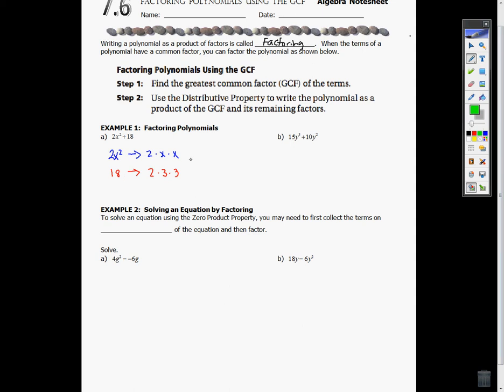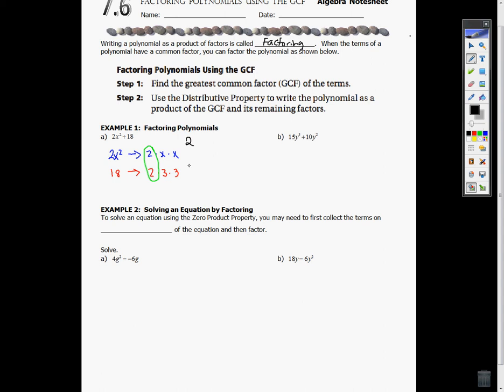What are my common factors? And better yet, what are the greatest common factors? Well, I can see that they both share a 2. Other than that, I don't see anything else. So it looks like the greatest common factor, the GCF between these monomials, is 2. So I'm going to put that right here.